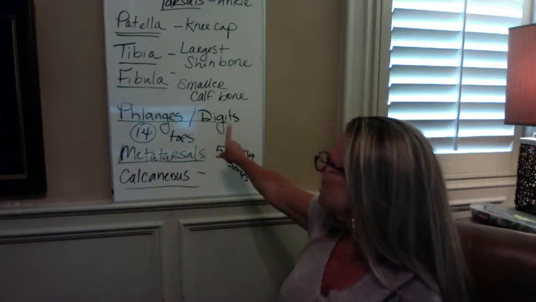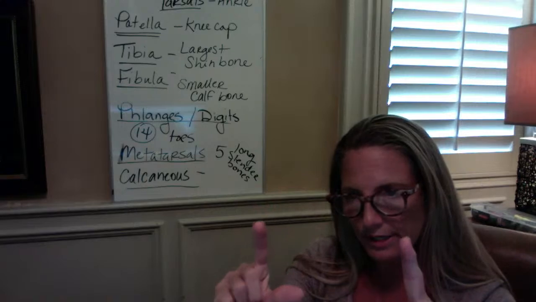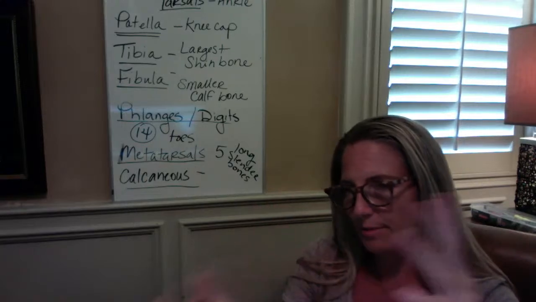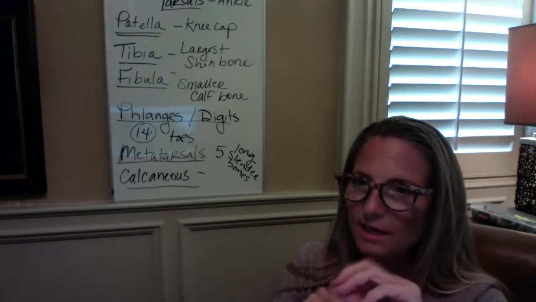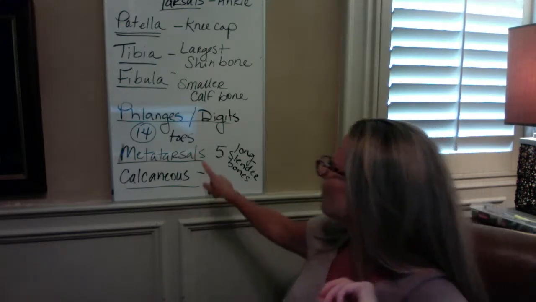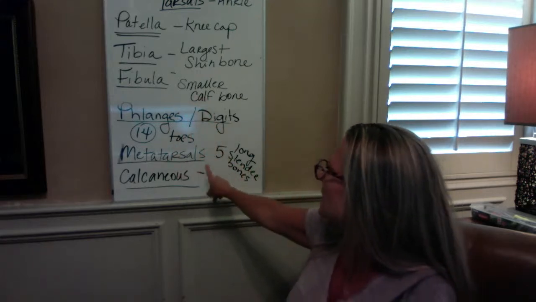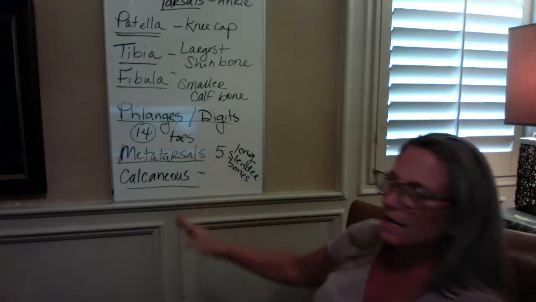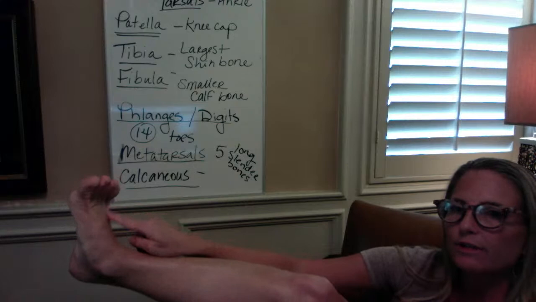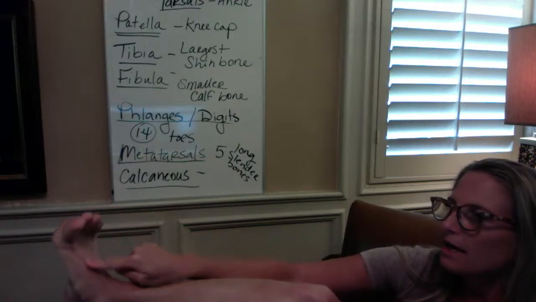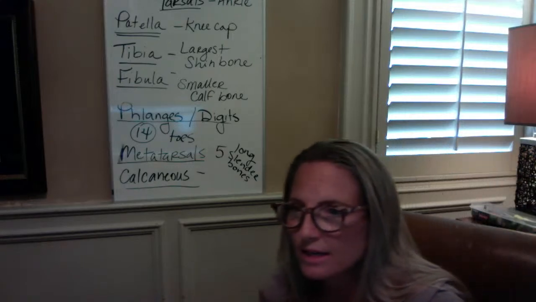Okay, so phalanges are the digits. There's 14 little bones in one foot. So there's going to be 28 total, but state board, don't say that. You want to say 14 in one foot, okay? 14 in the toes. The toes are also called digits. They're called phalanges. Then we have the metatarsals, and they're those nice little long, slender bones right here on the top of our foot. So you can probably see me flexing right here. And there's five of those on one foot, and now the calcaneus.